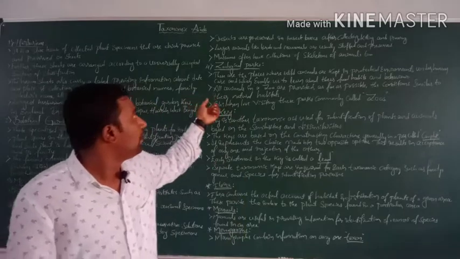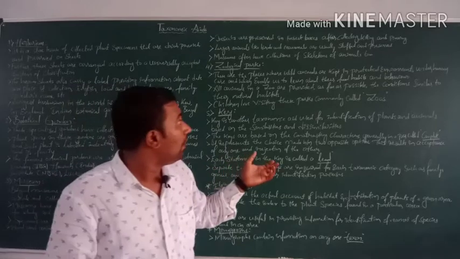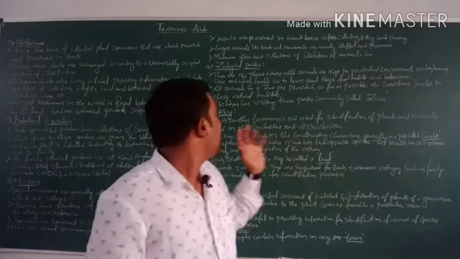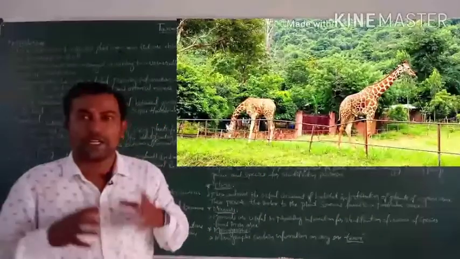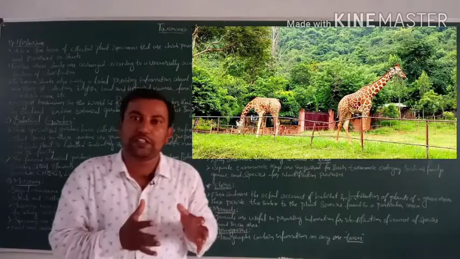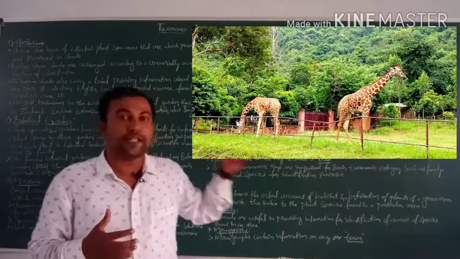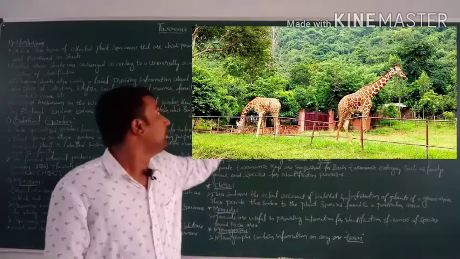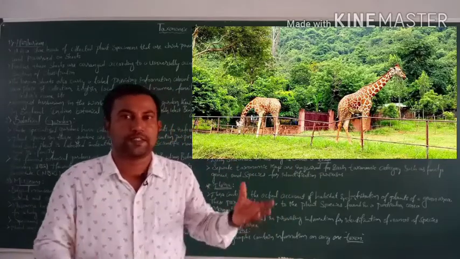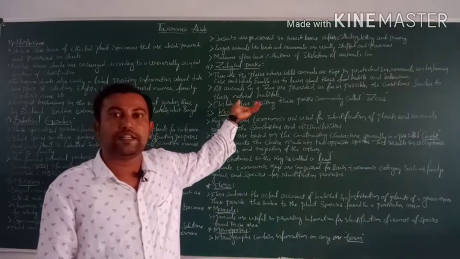Now come to the next point. All animals in a zoo are provided, as far as possible, conditions similar to the natural habitat. Exactly the way of leading life in the forest, we can artificially give them in man-made zoological parks. So it is like open places, so they can live easily. Those types of animals can easily live in it.